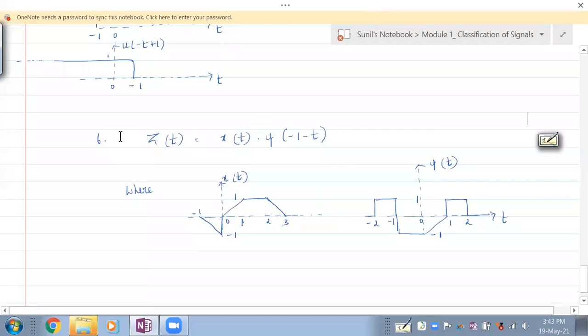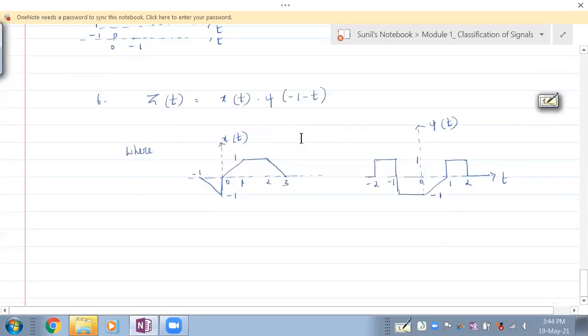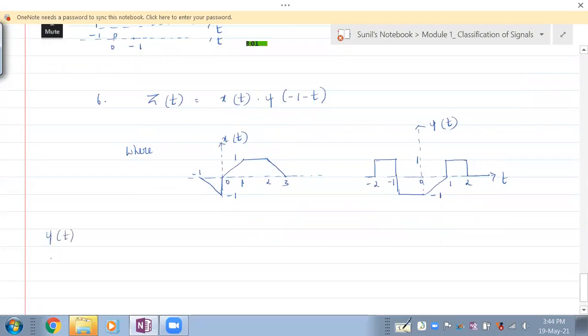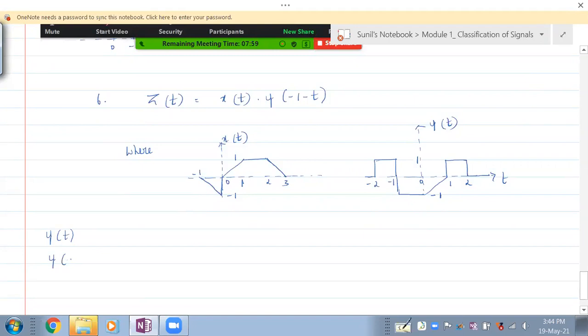In the sixth problem, x of t into y of -1 minus t needs to be sketched. x of t and y of t are given to be this. Here y of -1 minus t needs to be dealt with as if you have y of t. You need to do y of t minus 1 first, and then you have to do y of minus t minus 1. Understand? First shift and then scale.